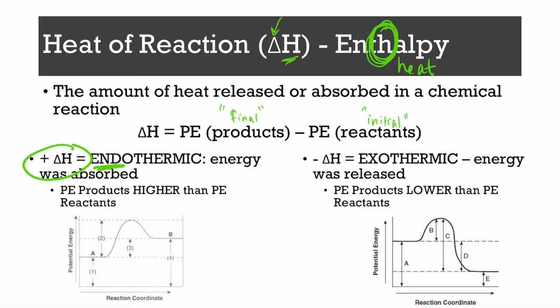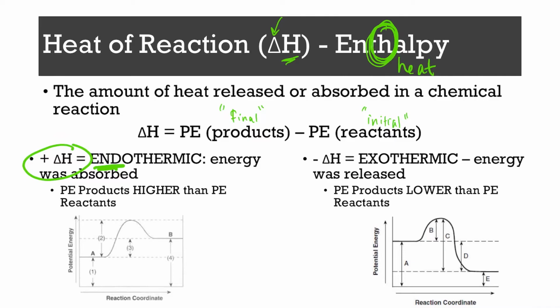If your delta H is positive, that is endothermic, meaning energy was absorbed. And so your PE of your products, so again, your products are on the right-hand side, if you're ending higher than where you start, that means you have absorbed energy. Now, oppositely speaking, if you have a negative delta H, that means it's exothermic and that energy is released.